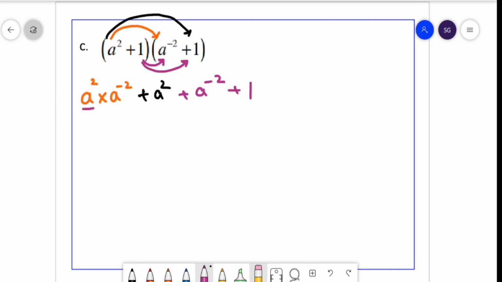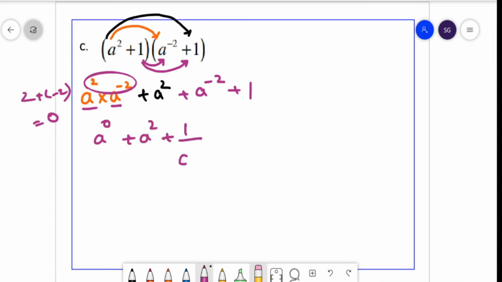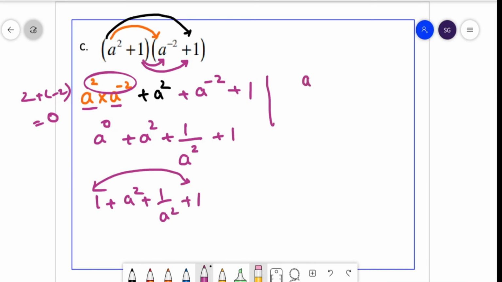So here we have same bases multiplied, we add the powers, and you know what's 2 plus minus 2? That's 0, so a to the power 0 plus a squared. A to the power negative 2 should be written as 1 over a to the power 2, that is with the positive power, and that's 1 here. Any number to the power 0 is 1, so that's 1 plus a squared plus 1 over a squared plus 1. And now we add these ones here, so our final answer is a squared plus 1 over a squared plus 2. And that's the simplest form.